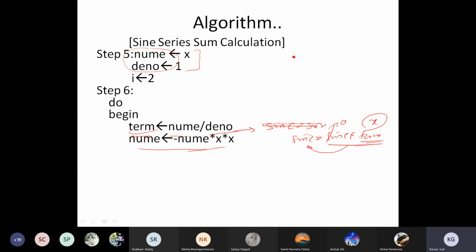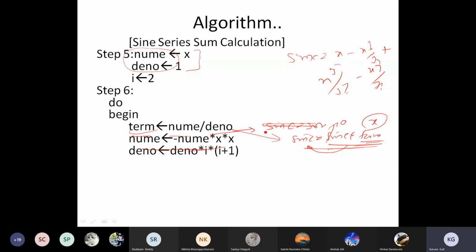Is it okay? Sine series is equal to x minus x cube divided by 3 factorial plus x raised to 5 divided by 5 factorial minus x raised to 7 divided by 7 factorial. Is it okay? Till here, is it okay? Now you can write this afterwards or you can write it at the end also. There is no issue. Right? Then how do I get the next numerator? Next numerator I am expecting it to be x cube divided by 3 factorial.